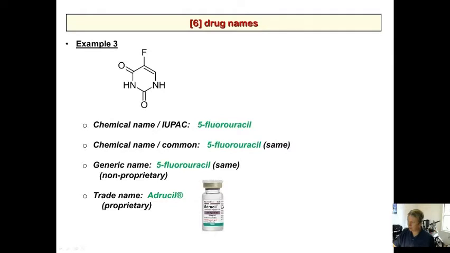This does not look like a solid. It looks like an injection. It's an IV type drug you would get in chemotherapy, to prevent cancer growth.